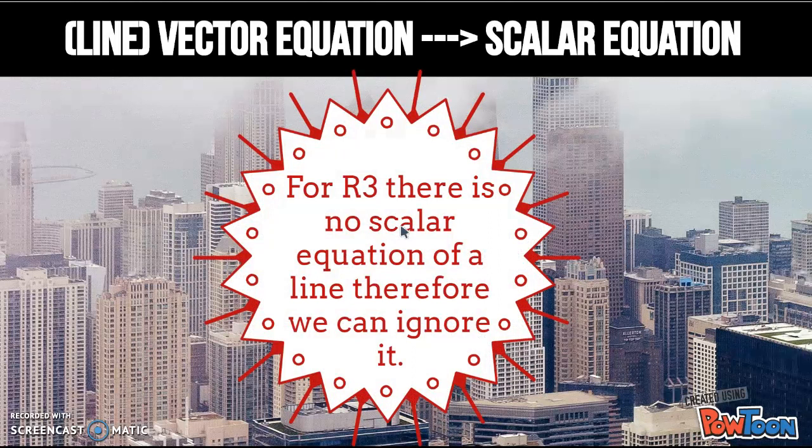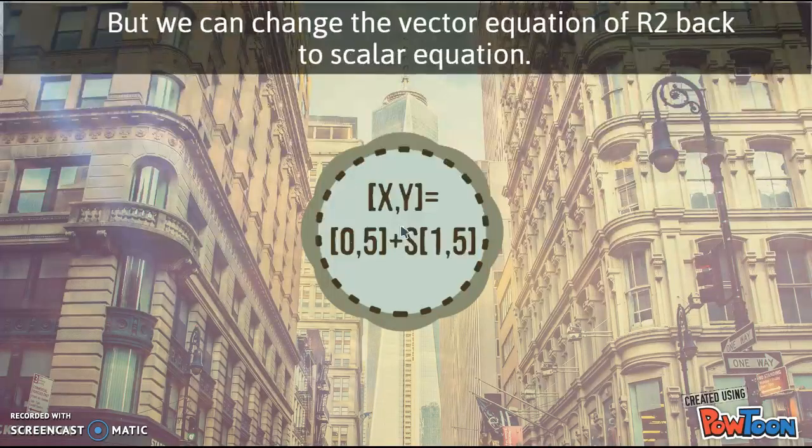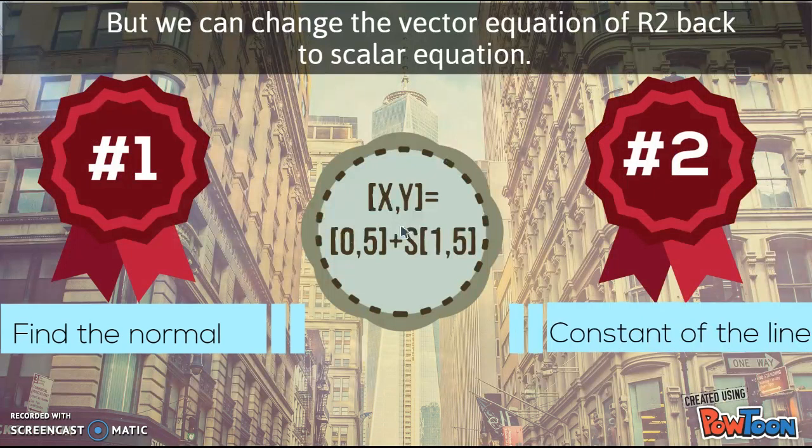And remember, for R3, there is no scalar equation of a line, therefore we can ignore it. But we can change the vector equation of R2 back to a scalar equation. In order to change the vector equation of R2 into a scalar equation, what we need to do is to find the normal and the constant of the line. So this is another example.